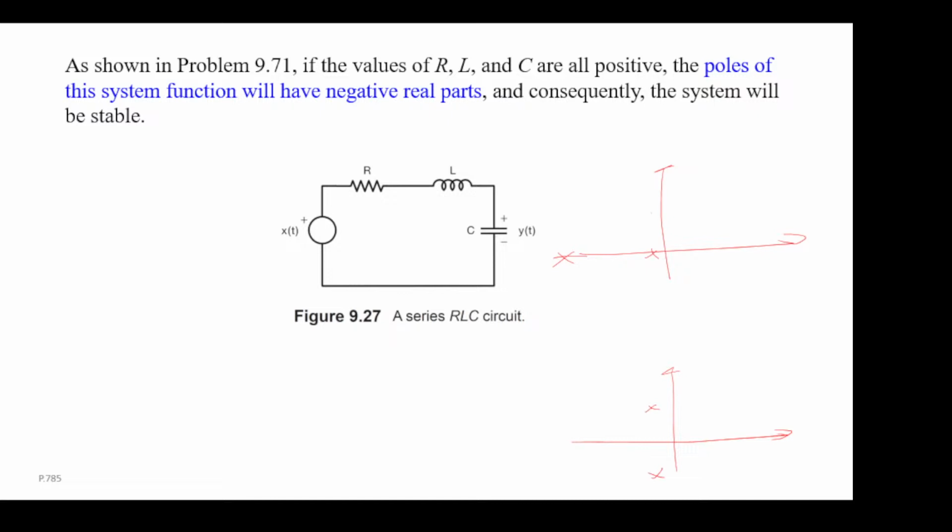But as we said, we take the causal ROC, so it's to the right hand side. They all have a negative real part, so they all include the imaginary axis. Okay, so the ROC is like this. So that's what we want to say. RLC circuits are stable. That's nice.